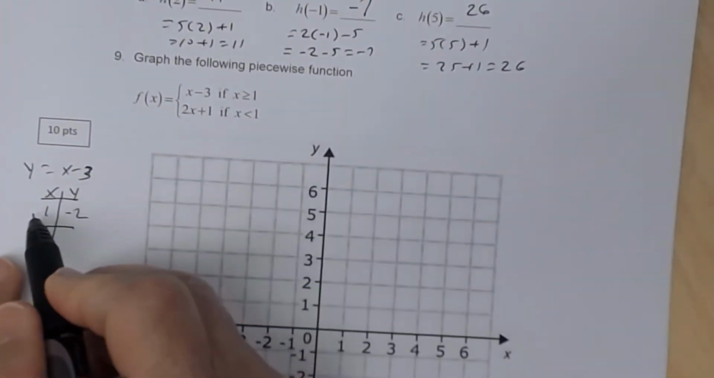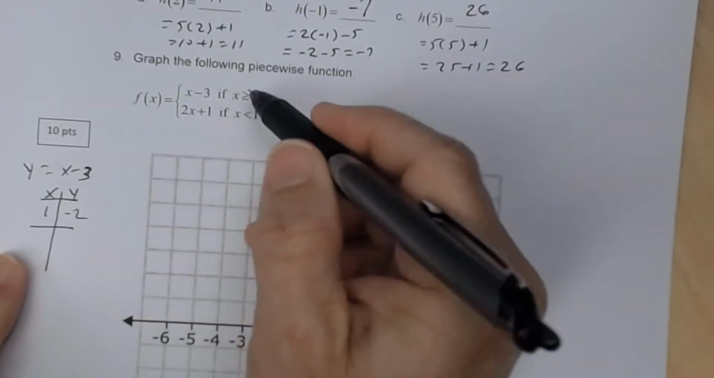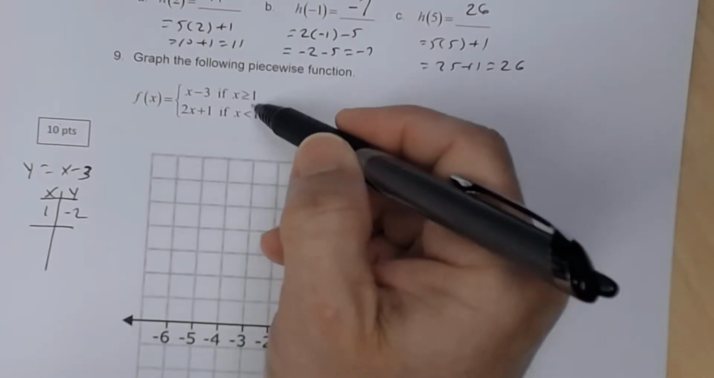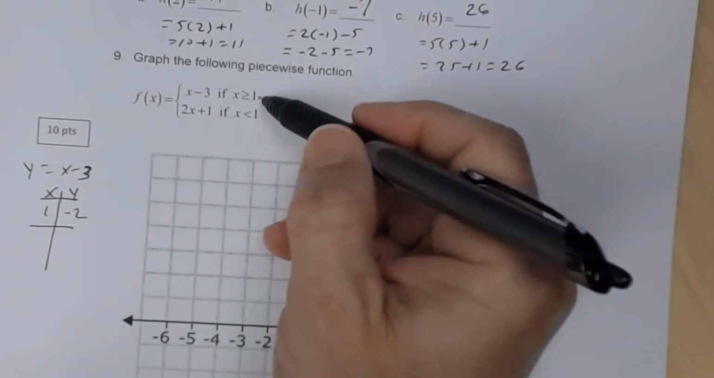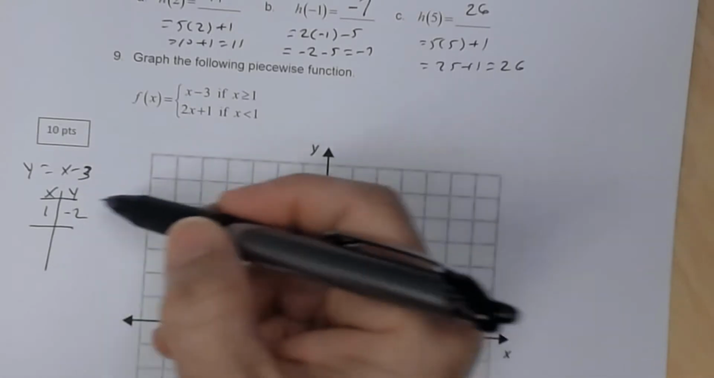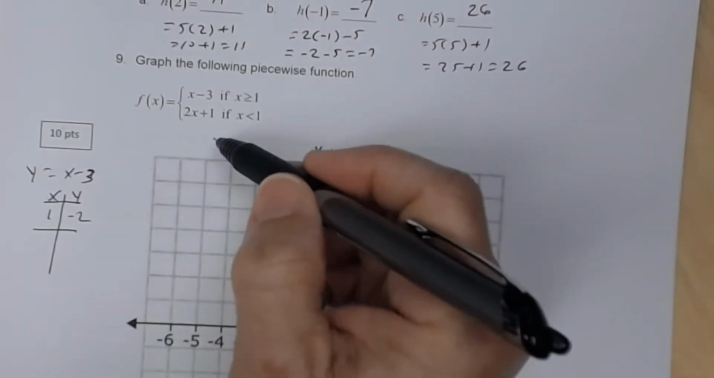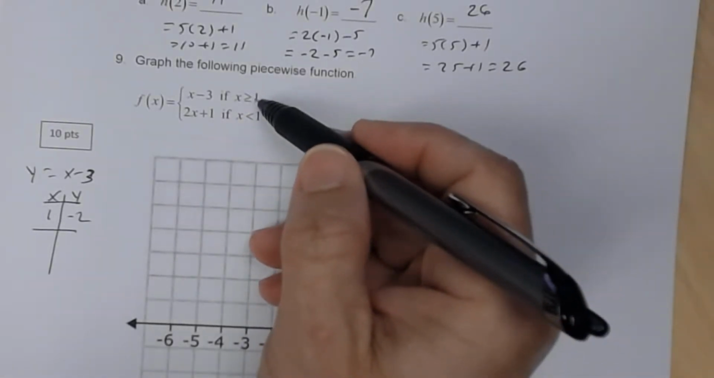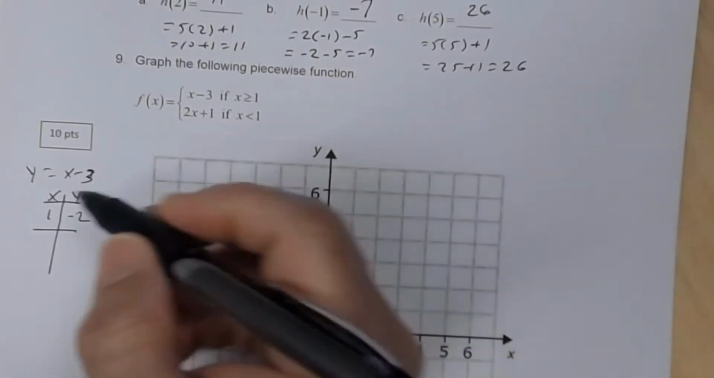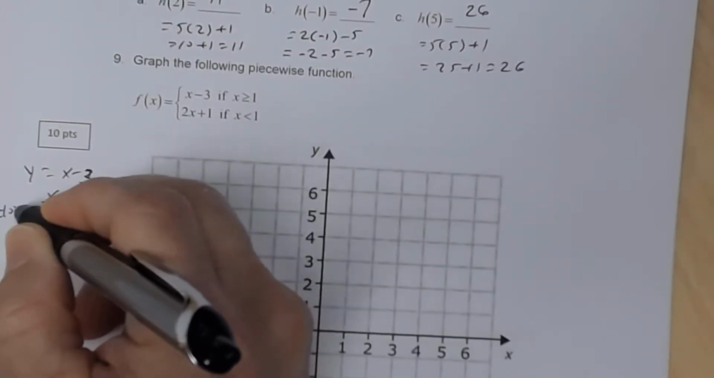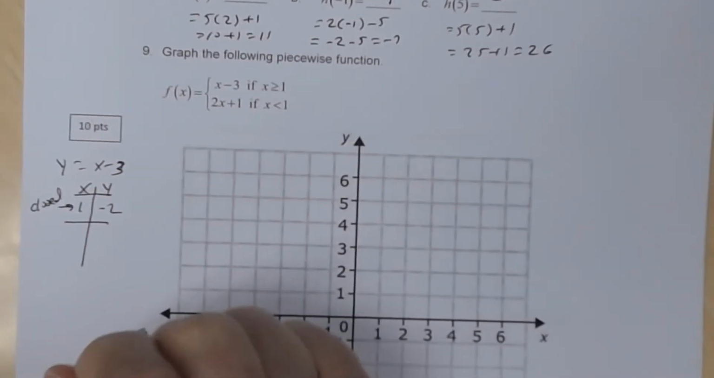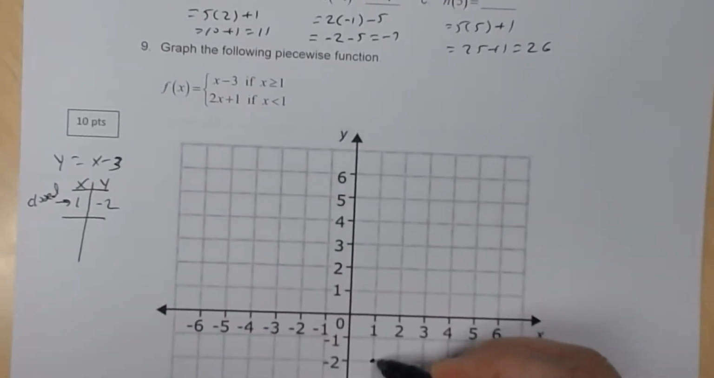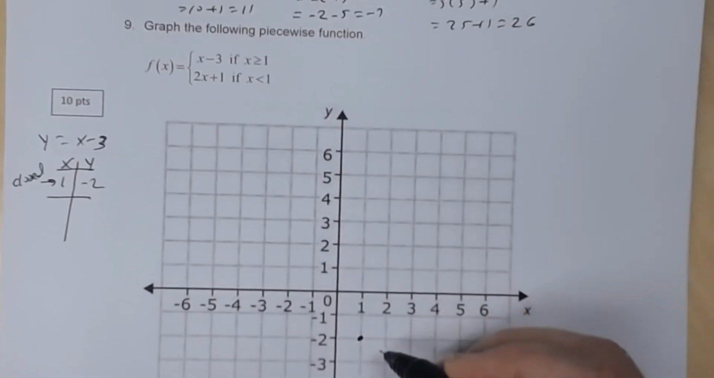Now remember, you have to determine whether it's open or closed. In both cases you're going to use 1. If this was 2, you would use 2 in both cases when graphing both of these. But one is going to be an open circle, the other will be a closed circle. Since this is an equal to, this is going to be a closed point. So when I plot that point 1, negative 2, I'm going to use a closed circle.